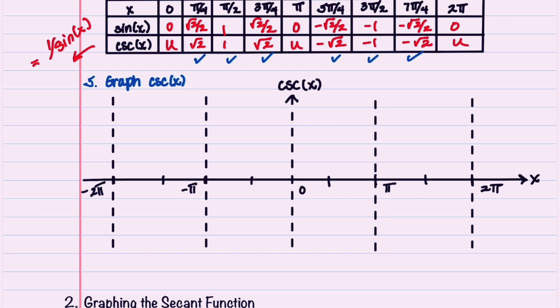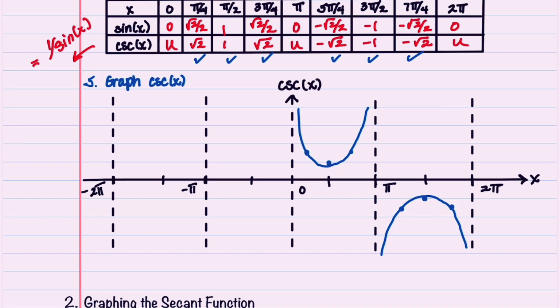When x is equal to pi over 4, we're going to get a value of root 2. When x is pi over 2, we get a value of 1. And then at 3 pi over 4, we get a value of root 2. When x is 5 pi over 4, we have a negative value of minus root 2. And then a minus 1, and then another minus root 2. So if we connect these points, we can see that our cosecant graph looks like this, and then like this.